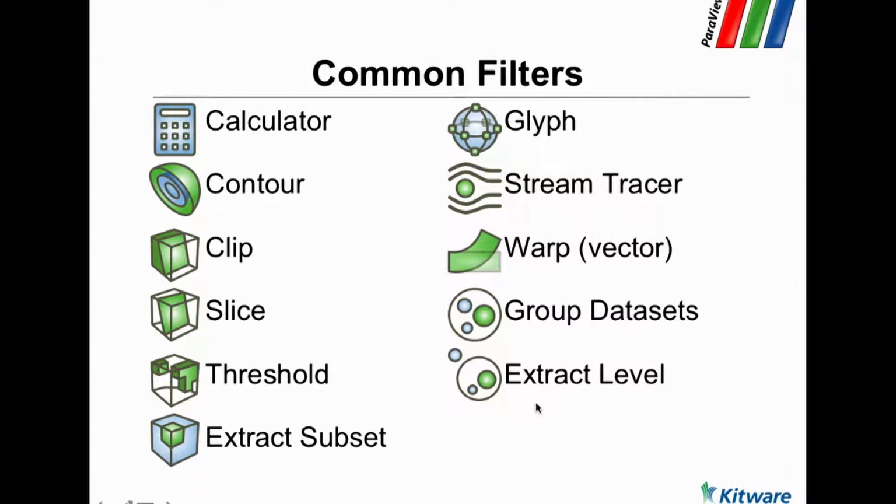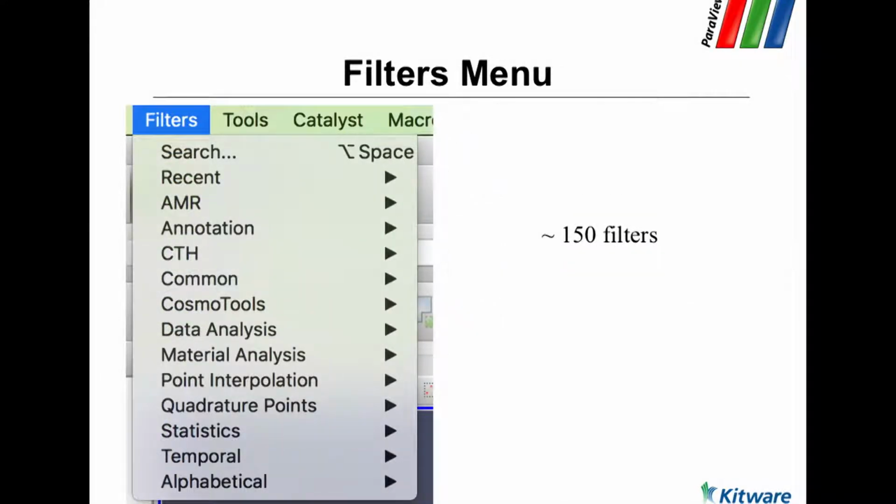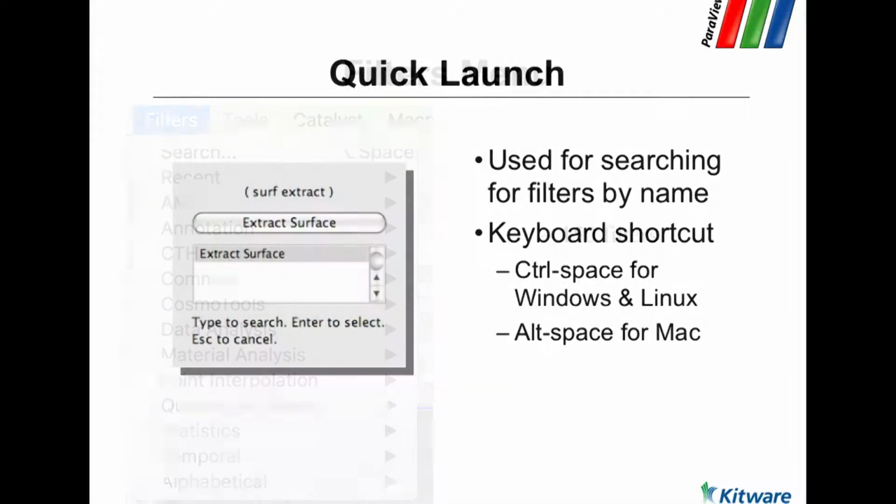We'll cover most of these in the next examples. So filters are organized in ParaView in groups. Also, you have a group that contains all of them, where filters are stored alphabetically. There are about 150 filters, so quite a few filters to learn. The common ones that we're going to cover will take you a long way to visualize your data.